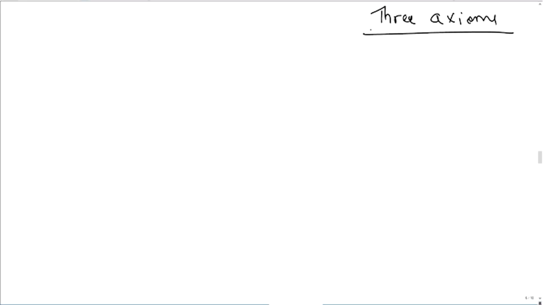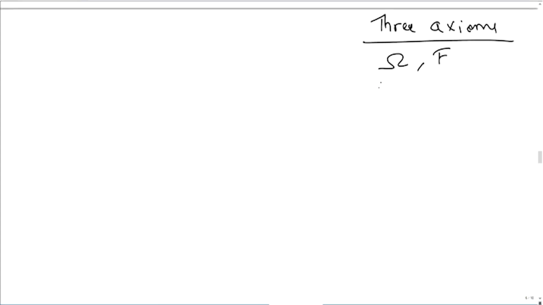All right. So let us say this is your sample space omega, and this is your event space F, and your event space contains events like, say, E1, E2, and so on, right? So they belong to your event space F.